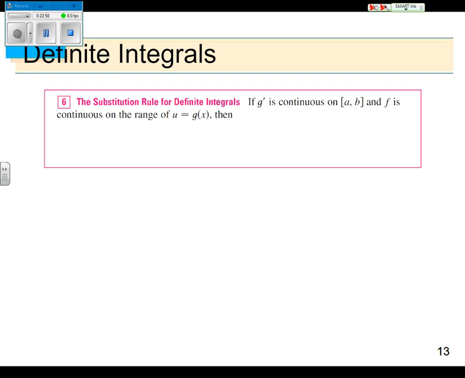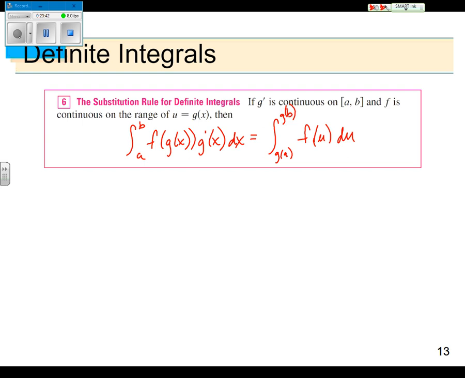It says if g prime is continuous on the closed interval [a, b] and f is continuous on the range of whatever g of x is, which is going to be what we plug in for our u substitution, then the integral from a to b of f of g of x times g prime of x dx is going to equal, this is going to be kind of weird, the integral from g of a to g of b of f of u du.